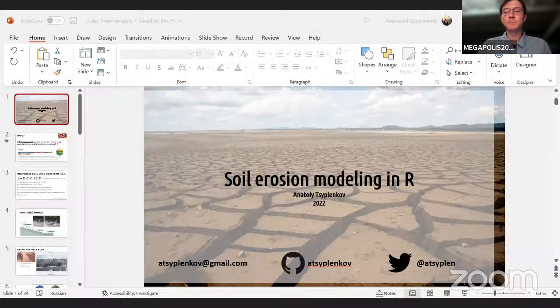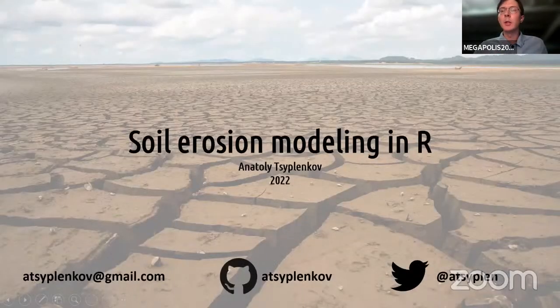Hello again. I think you have already heard about me. My name is Anatoly Tsyplenkov. I'm from Lomonosov Moscow State University, and my research is mainly in sediment transport and soil erosion. And I'm really fascinated by the R language, and therefore we decided to arrange this workshop devoted to how one can estimate soil erosion in R.